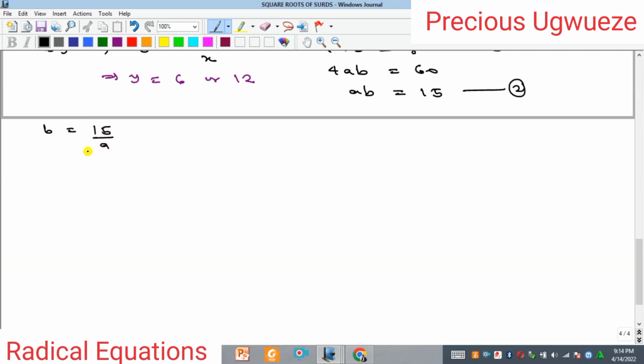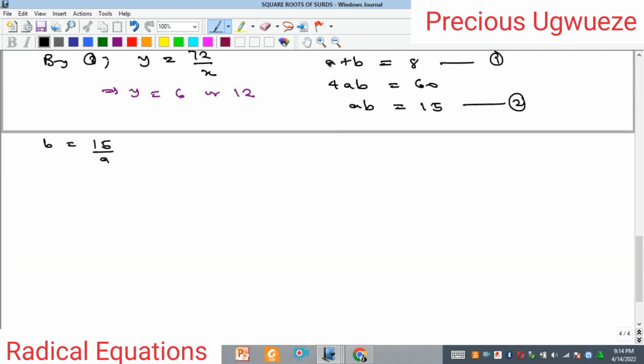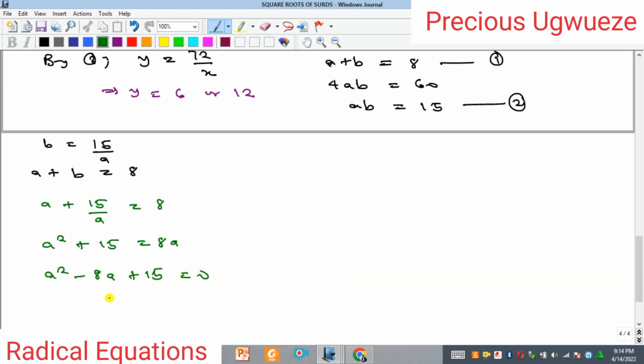Remember that our equation 1 says that a plus b is equal to 8. Okay, so anywhere I see b now, I'll remove it and put 15 all over a. And so that's going to give me a plus 15 over a is equal to 8. Multiplied through by a, we'll have a squared plus 15 is equal to 8a. And then when we finally take everything to this side, we'll have a squared minus 8a plus 15 is equal to 0.